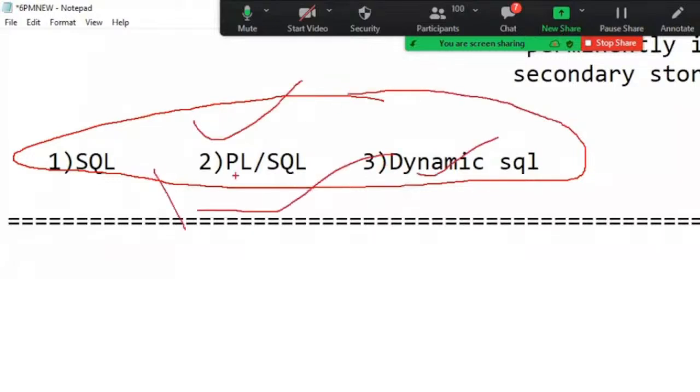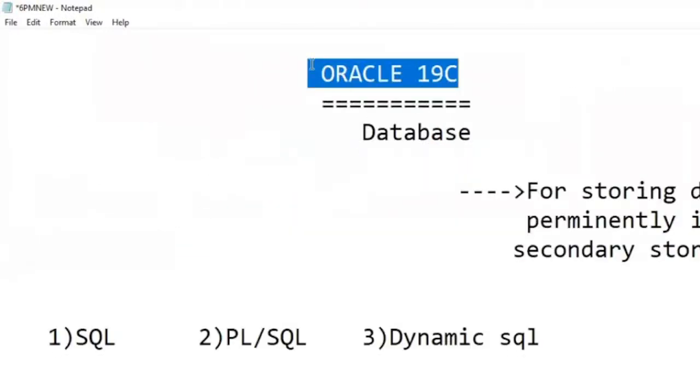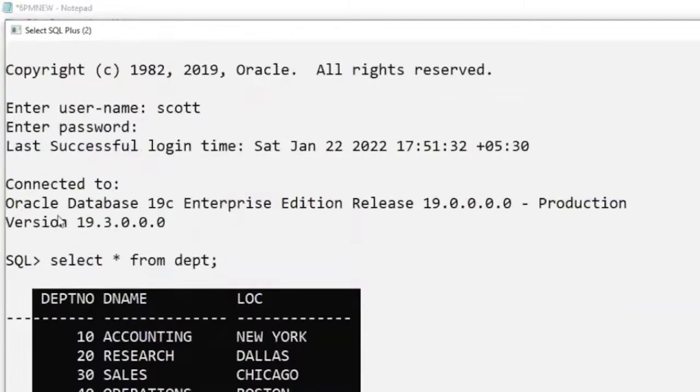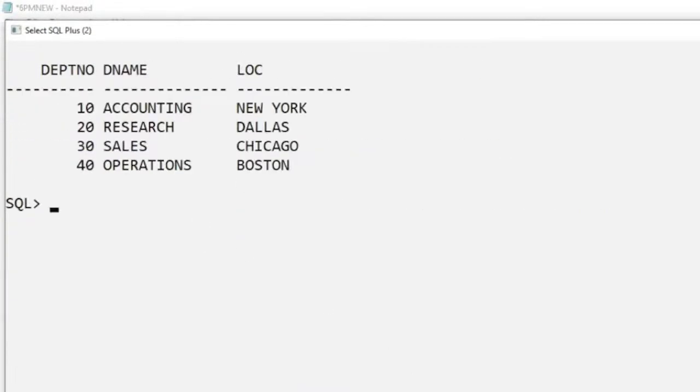Through these languages we are operating these types of products, Oracle products, in your company. That is what I told in the previous classes. Now concentrate here.